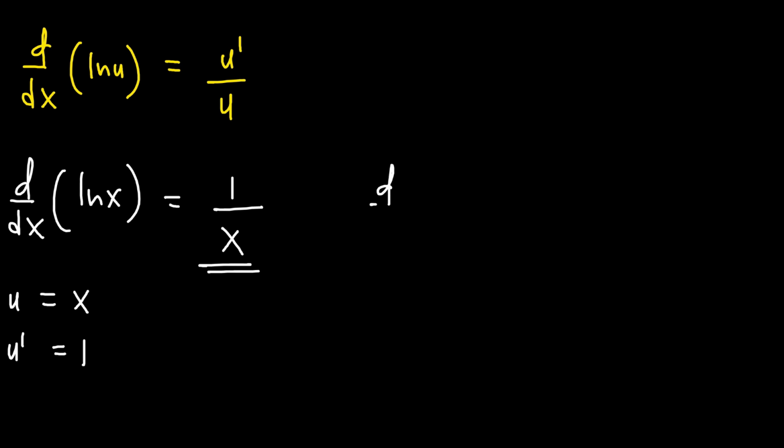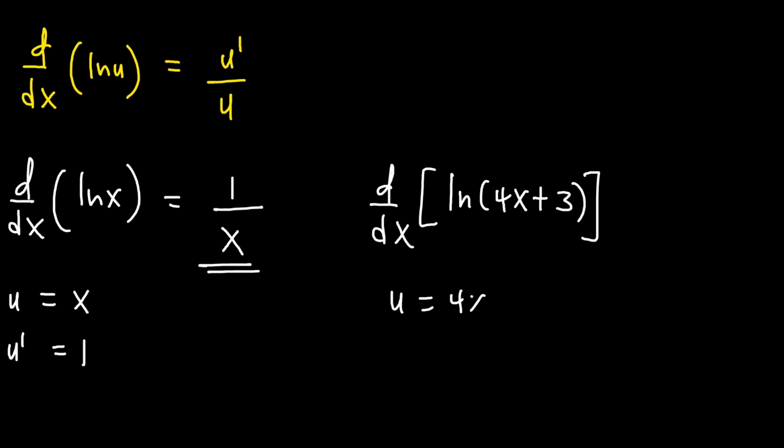Now how about the derivative of natural log of 4x plus 3? We shall set u to be equal to 4x plus 3, and if we differentiate this, we shall get 4. So this will be equal to u prime, which is 4, divided by u, which is 4x plus 3.